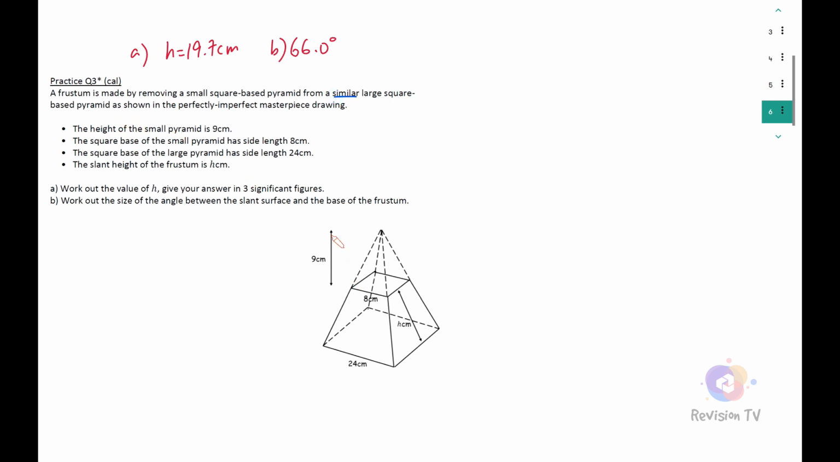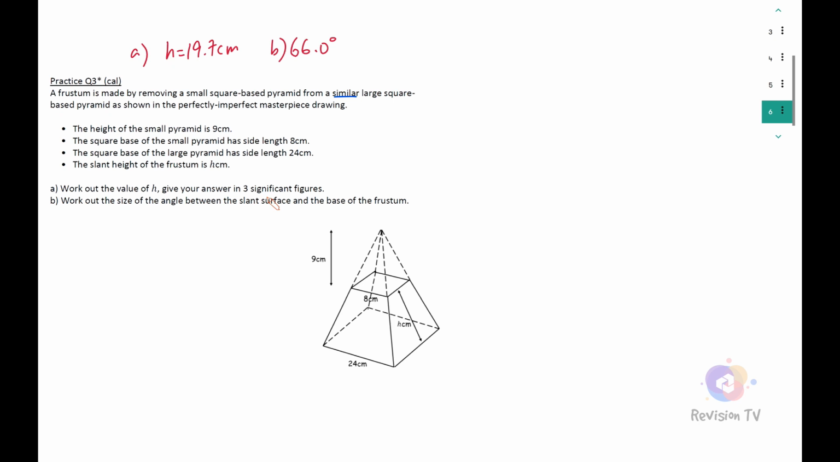The height of the small pyramid is 9. The square base of the small pyramid is 8, and the larger one is 24. The slant height of the frustum is h centimeters. So that's the slant height. Slant height means the one that is not perpendicular. So know the difference between perpendicular height versus slant height. Work out the value of h. Give your answer to 3 significant figures.